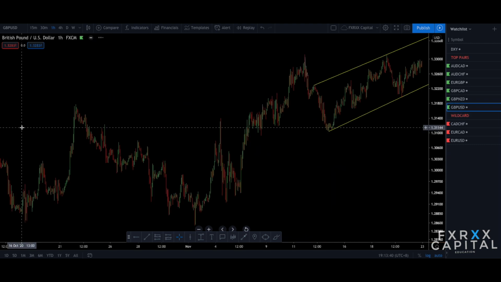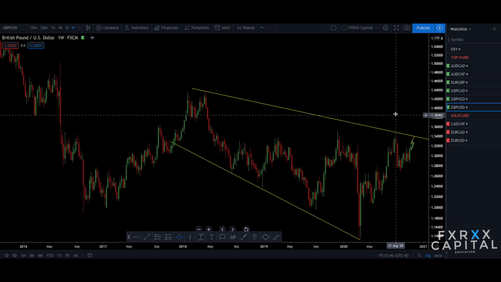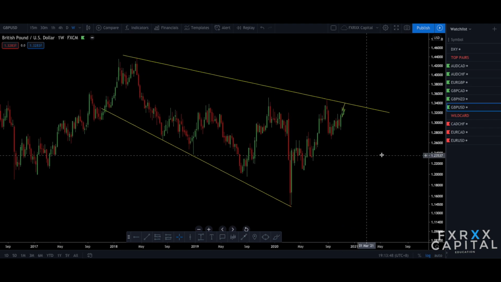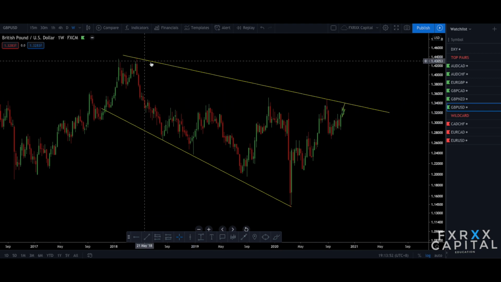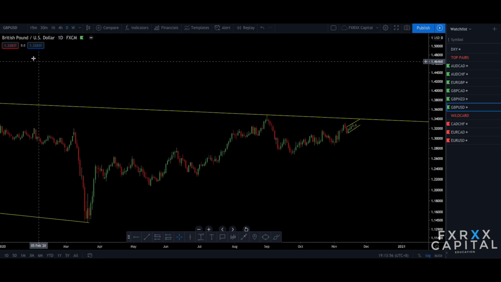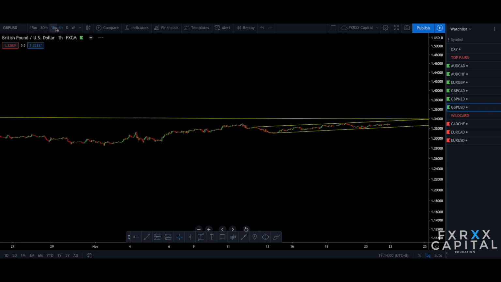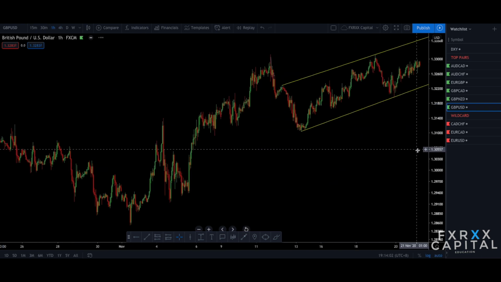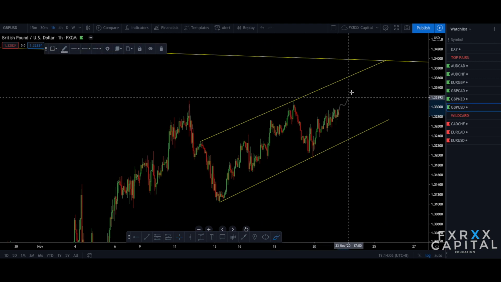Next we move to the final top pair, Pound USD. You can see price in an expanding channel, a little bit of a descending channel. However, we have our arc from here. This is a trend line in a high probability area. This is the weekly time frame, 1 hour time frame, 4 hour, and in the 1 hour we can see price start to develop an ascending channel.